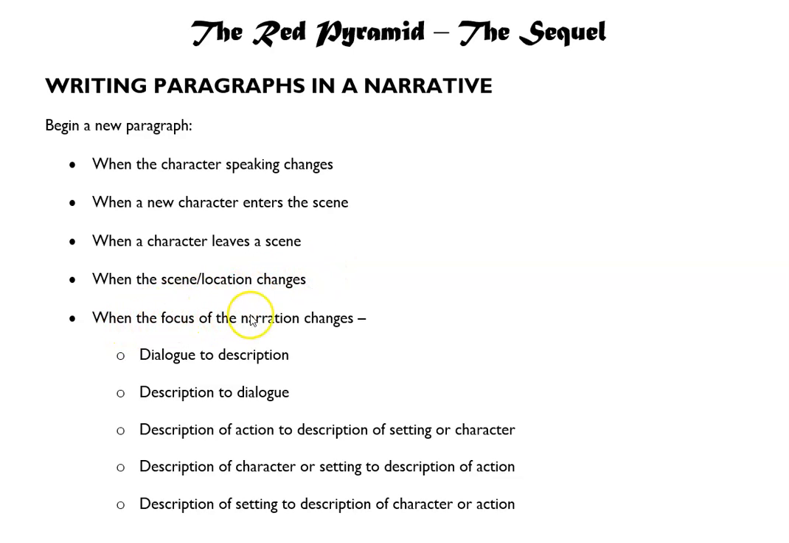And then when the focus of the narration changes, so you can kind of think of it as, like if you were making a movie, is the camera switching focus? Is it zooming in, zooming out, switching from one thing to another thing? So if you're going from dialogue to description, and I don't mean description relevant to the person speaking, because then you wouldn't necessarily want to start a new paragraph. But if you're going from the person speaking and you're switching the focus of your description to a different character or to the setting, then you would want to start a new paragraph.